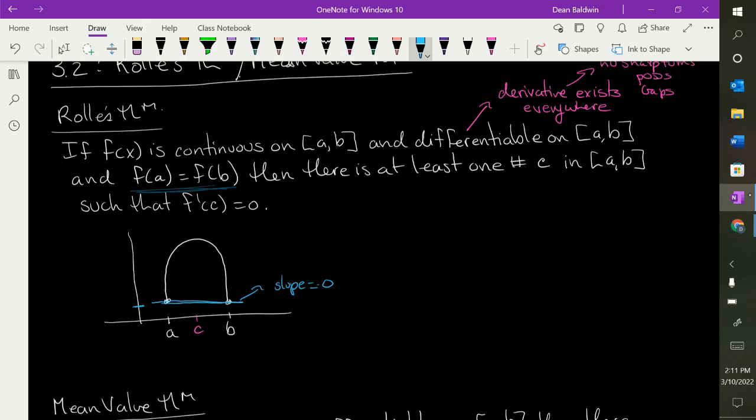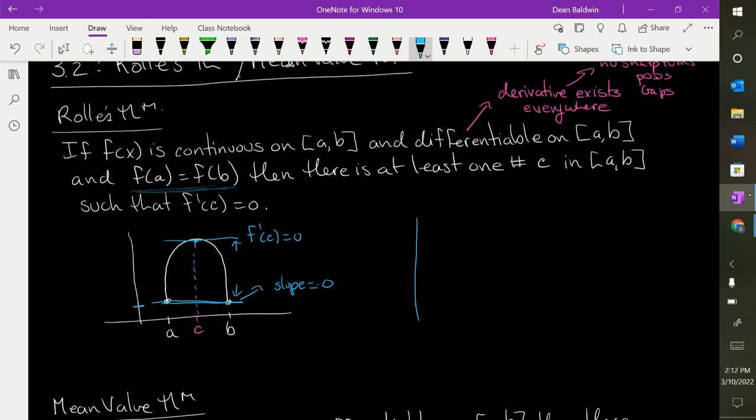Then because we have to go from here over to here and we're continuous, we can't lift our pen off the paper, there's got to be a point where we turn around. We call that point c. That is the max, or it could be a min. And the derivative at that point has to equal 0. And that just means that the slope of that line and the slope of that line are the same. That's all Rolle's theorem says. It's kind of intuitive when you look at the graph.